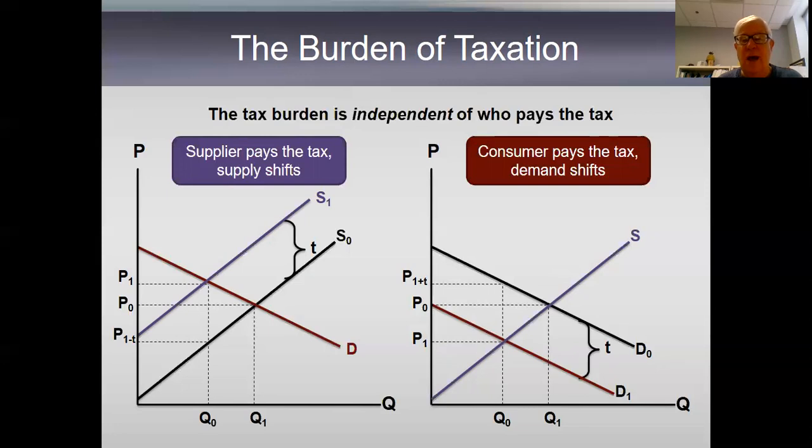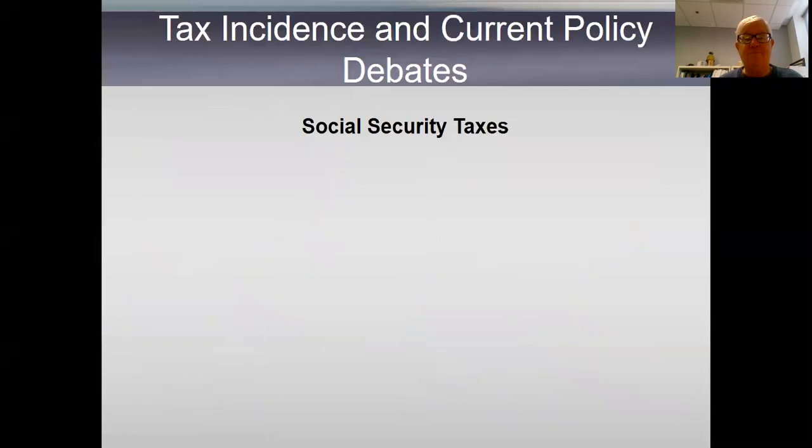Now on the right, we see that the consumer is paying the tax. It'd be something like a sales tax. Now the demand curve shifts from D0 to D1. Now I want you to pay attention to what happens to the surplus in both cases, okay? What you see is that the amount of surplus that the producer gives up is shown in purple. The amount that the consumer gives up is shown in pink. And in both cases, the amount of surplus that is foregone is the same. In this case, the producer bears more of the burden of the tax.